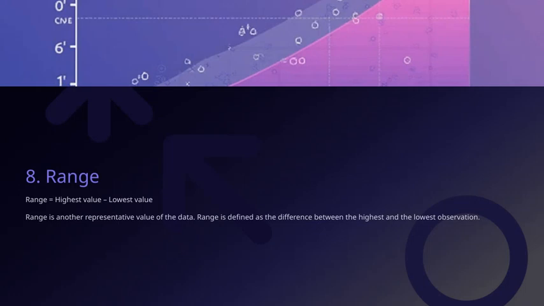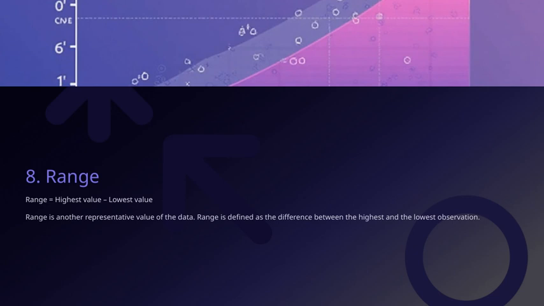Let's take a closer look at the concept of range. Range is calculated by subtracting the lowest value from the highest value in a data set. It gives us a quick sense of how spread out the data is. Think of it as a measure of the total span or variability within your data. The higher the range, the more variation there is between the smallest and the largest observations. This makes range a useful, simple summary statistic, especially when you want to understand the overall distribution.